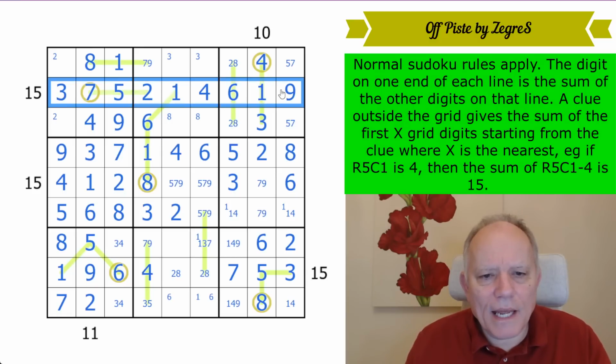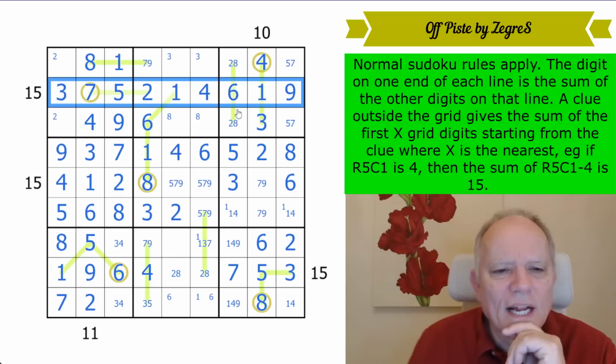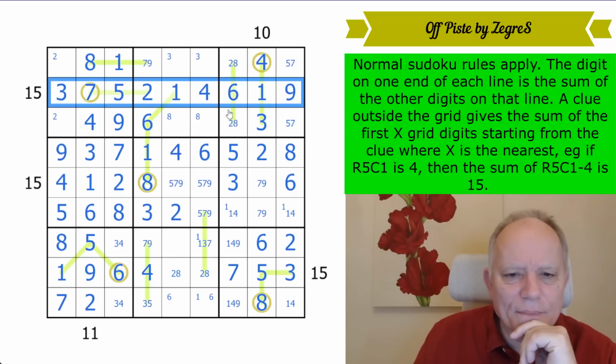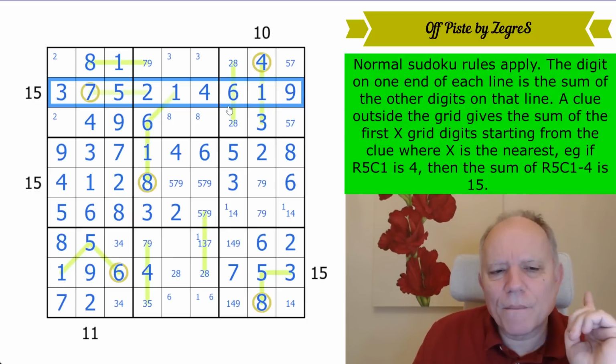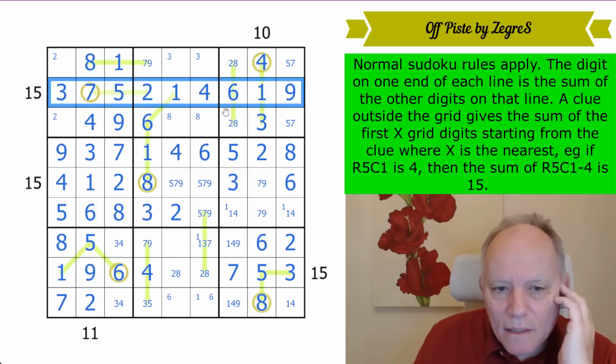What has happened here? I've got two 1s in this row. That doesn't feel... I've had them since the beginning. That doesn't just feel bad. It feels appalling.